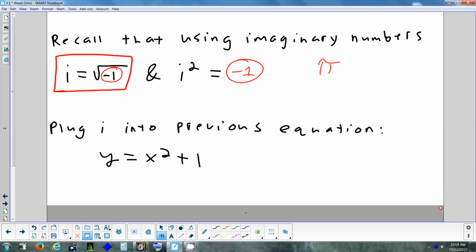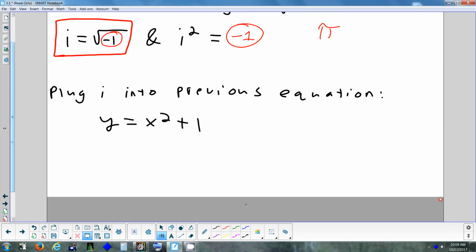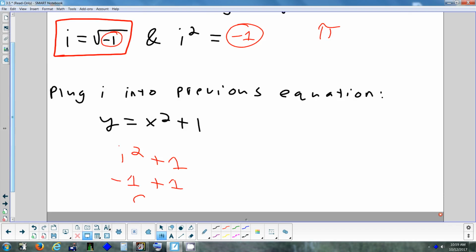So let's look at what happens if you plug i in for x in the equation we just looked at. You would get i squared plus 1. And Cassandra, what's i squared? It's negative 1. So we have negative 1 plus 1. And Rue, if I do negative 1 plus 1, 0. I get 0. So that means i is a root. It's one of the roots of this equation. The other one is negative i.